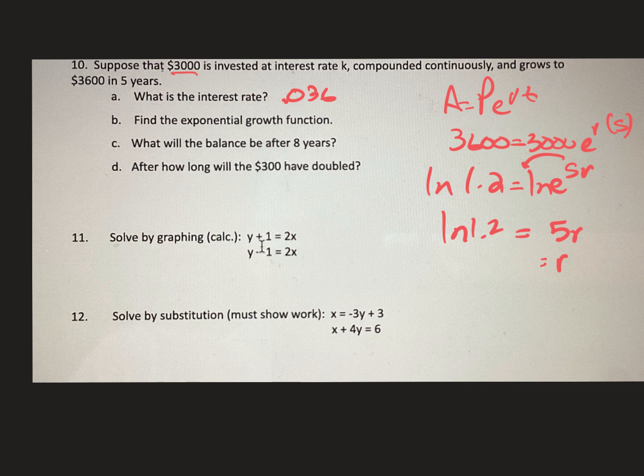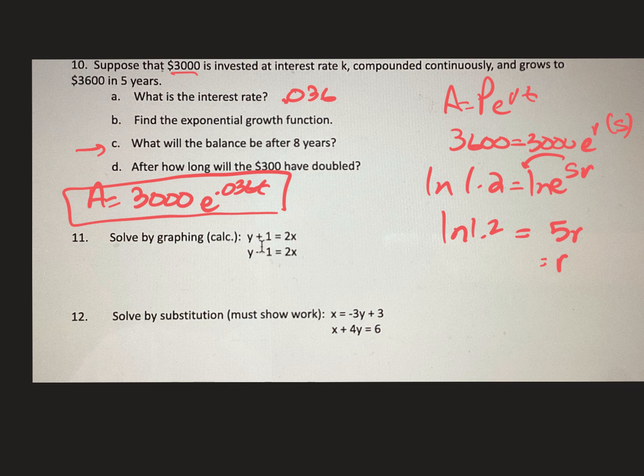Find the exponential growth function. So for part B, just find the function. A equals what we started with, 3,000 e to the 0.036t. That's the function because I can plug in anything for t I want to and get what it is. So like part C, for example, says, how much will it be worth after 8 years? I'm just going to take that 8 and plug it into that t. So I'm going 3,000 times e to the 8 times 0.036 power. I'm getting $4,001.27.